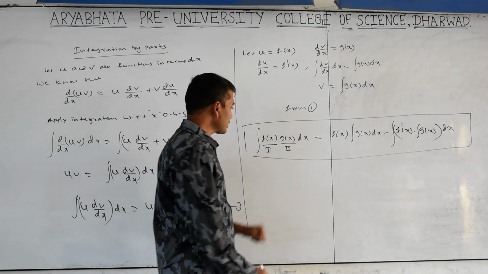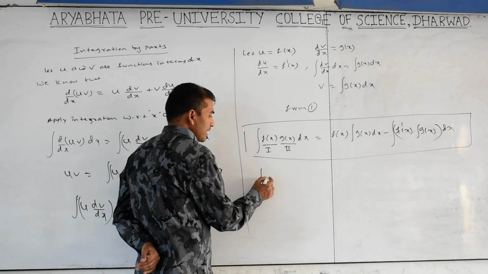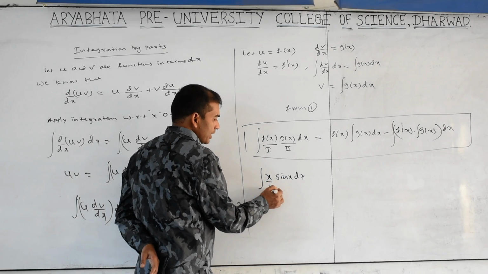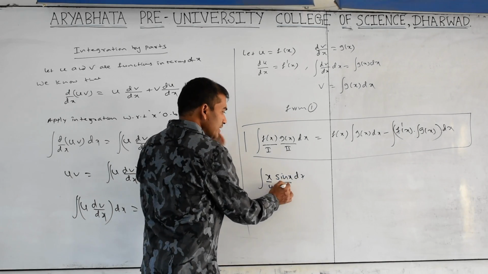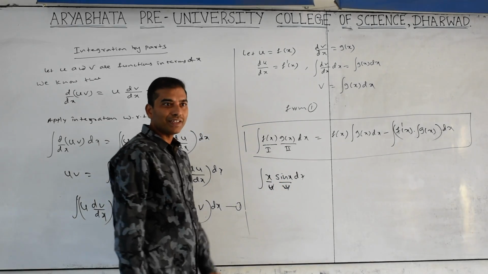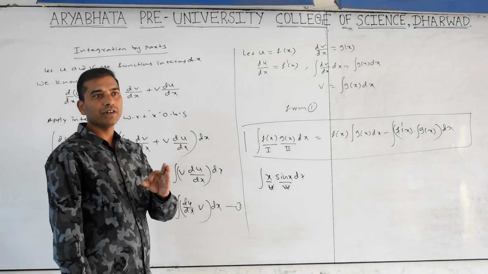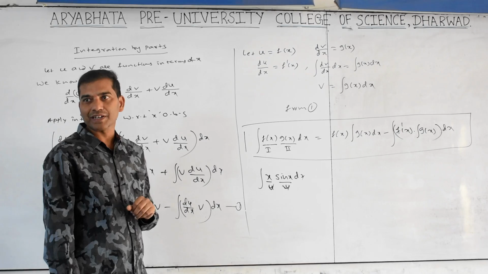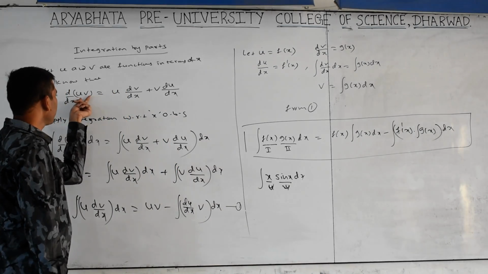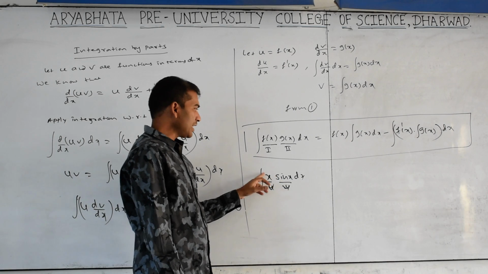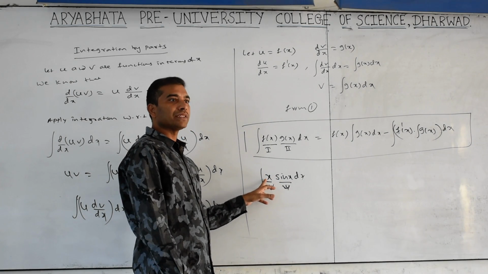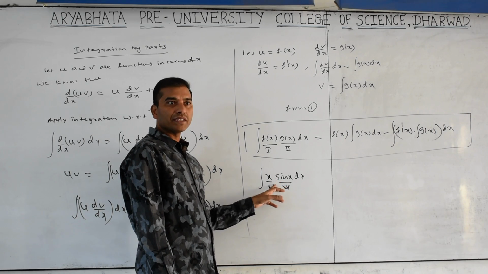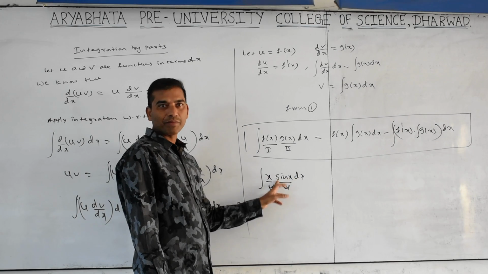For example, integration of x into sin x dx. This is the product. In differentiation you can take u first, v second, or v first, u second. Not like that here. There is a specific rule. We should follow it. Selection of u is very important. Selection of the first function is very important. Here it is a product of two functions, d by dx of x into sin x, and you can take u as x and v as sin x, or u as sin x and v as x. Anyone you can take. But in integration it is not like that.